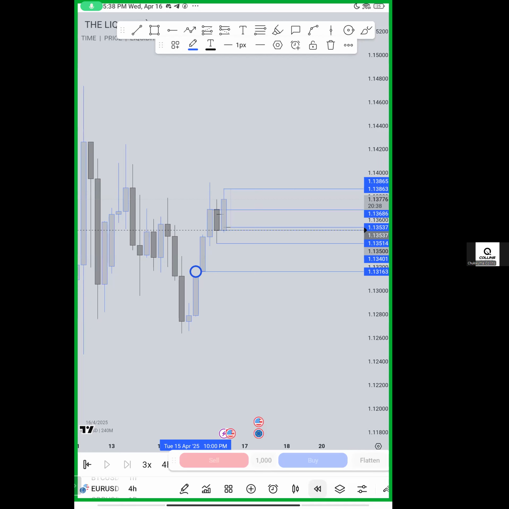At least 7:30. That's when you should start looking at the chart. Then we start trading by 8 a.m. Nigerian time. That's when we start taking our entries.